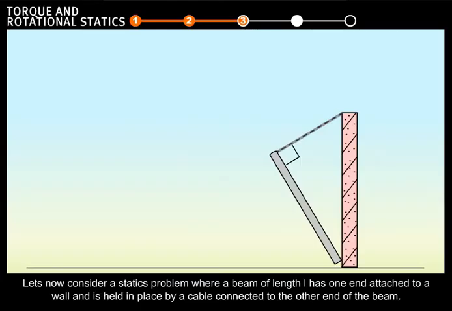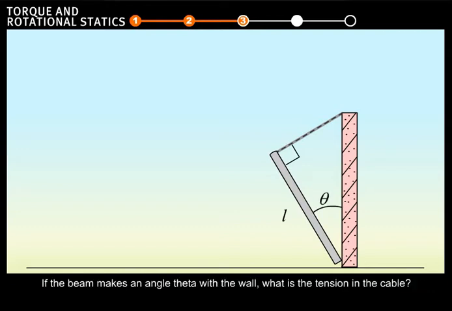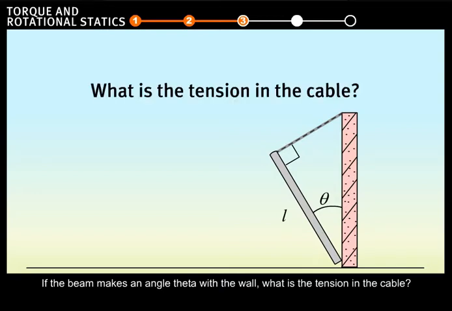Let's now consider a statics problem where a beam of length L has one end attached to a wall and is held in place by a cable connected to the other end of the beam. If the beam makes an angle theta with the wall, what is the tension in the cable?